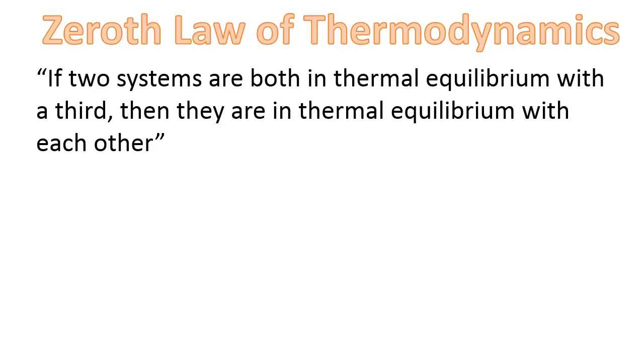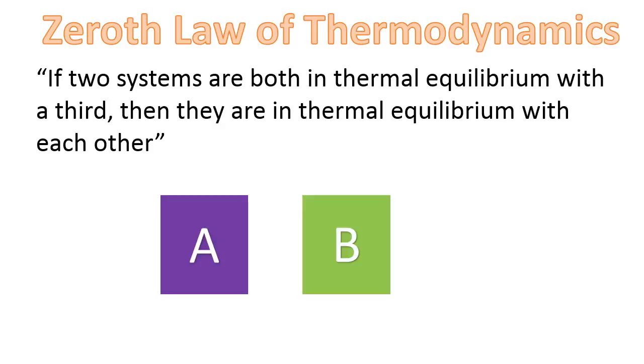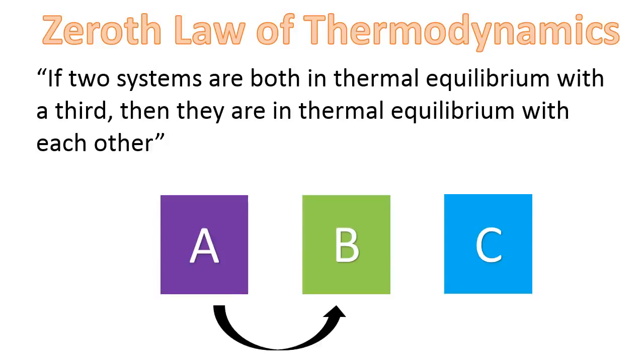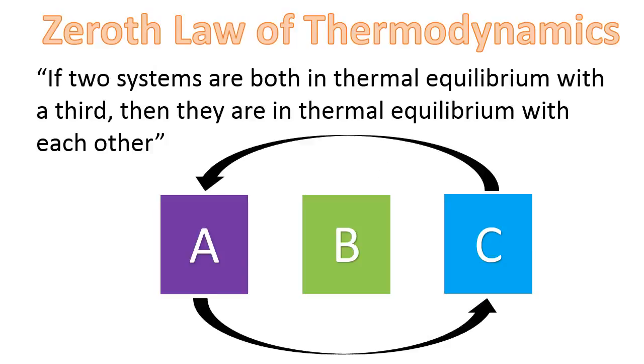Imagine that we have 3 systems, A, B, and C. If system A is in thermal equilibrium with system B, which means that they have the same temperature, and system C is in thermal equilibrium with system B, then system A and C are in thermal equilibrium with each other. This law helps to define the notion of temperature.